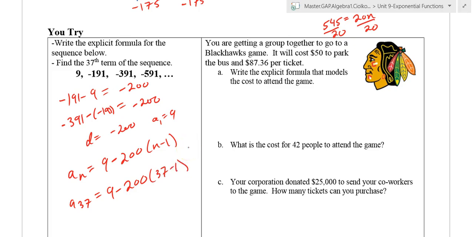So that would be the stuff you should get there for the first one. Here, it will cost $50 to park the bus and $87.36 per ticket. So that's like my D here. This is my A1. So I know it's going to cost me at least $50. And then I'm going to add on that cost of $87.36 for every ticket. So an n minus 1. For 42 here, we just plug in 42 for n. So A42.